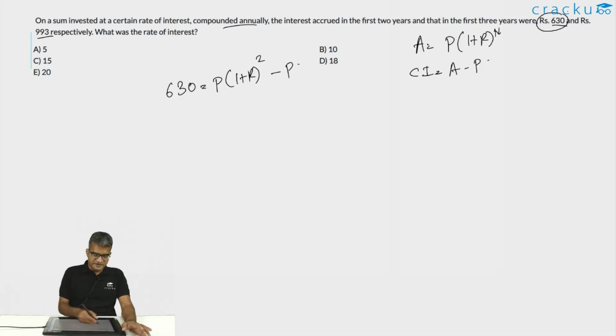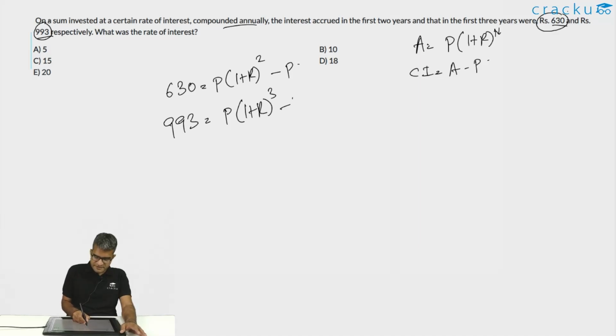Similarly, the compound interest for 3 years is given. This is 993. So 993 is equal to p into 1 plus r whole cube minus p. We can subtract one equation from the other.